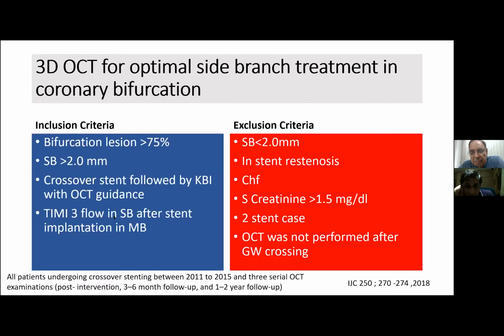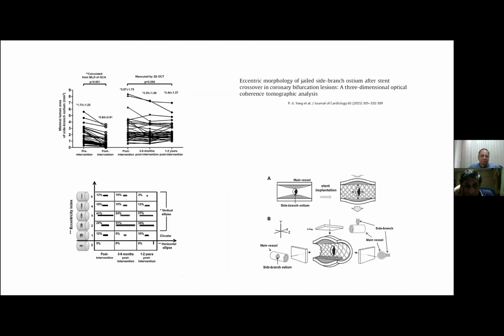So why this illusion? Because 3D OCT helps to tell you the optimal side branch treatment in bifurcation. And this was a study which looked at how to assess the side branch. And they said it was an illusion more than anything. So on angiography, you saw the side branch came down in size significantly, but on OCT, there was not much difference. So there was an illusion in the majority of cases on the side branch. So based on that illusion, to put in another stent can be a very disastrous thing.